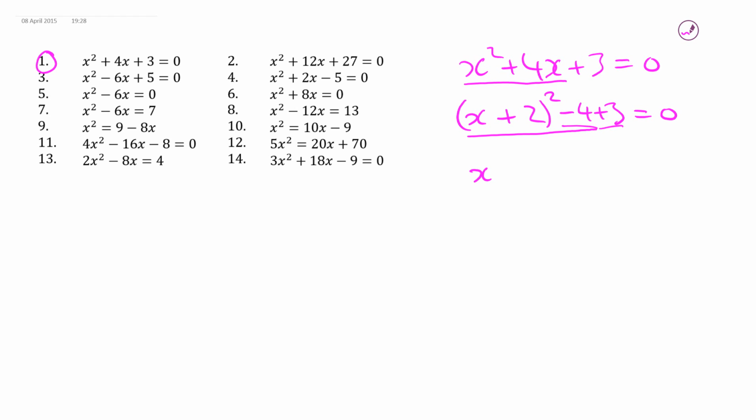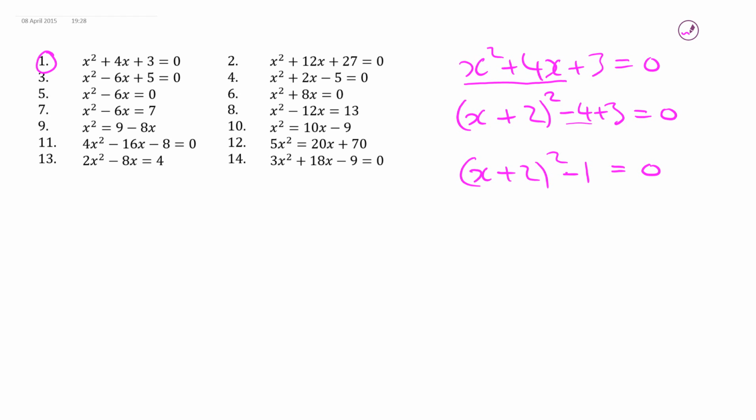Do you get it yet? Plus 4x, and then you do plus 4, so you have to minus 4. Exactly, yes. Because x plus 2 all squared gives you x squared plus 4x plus 4. So it's the same thing. Then you get x plus 2 squared minus 1 equals 0. You can see that minus 4 plus 3 is minus 1.